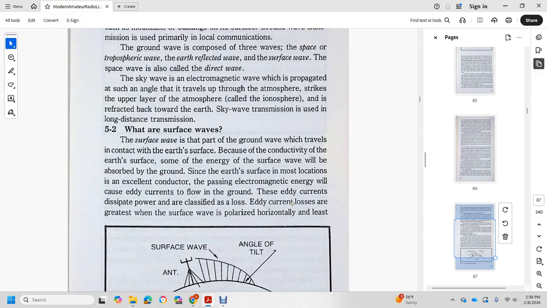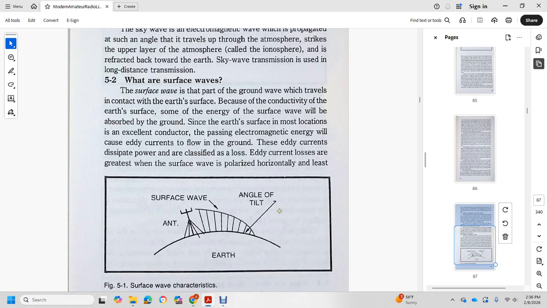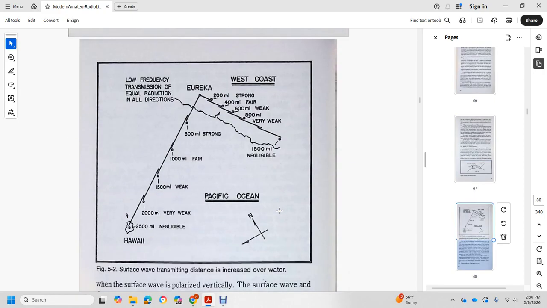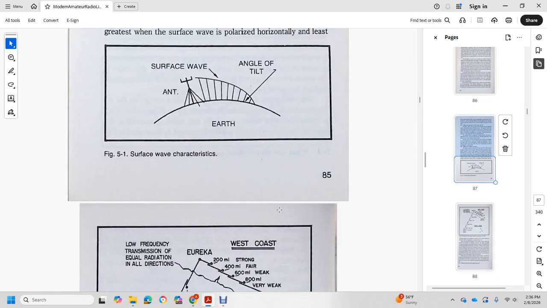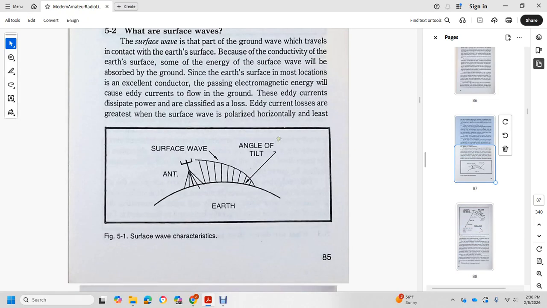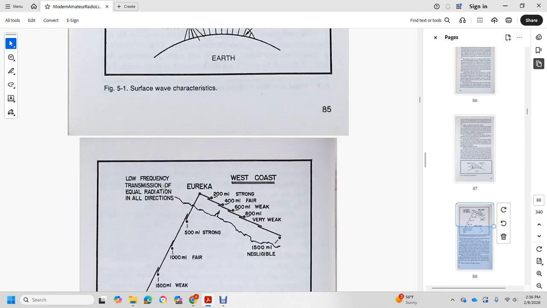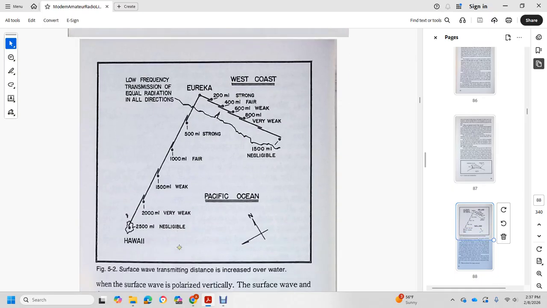They are classified as losses. Eddy current losses are greatest where the surface waves are polarized horizontally, and least when the surface waves are vertical. The surface wave attenuation rate is shown in Figure 5.1, which shows the antenna, surface wave, and Earth angle of tilt. Low frequency transmission, equal radiation in all directions. West coast: strong, very weak, negligible, strong, very weak, negligible.